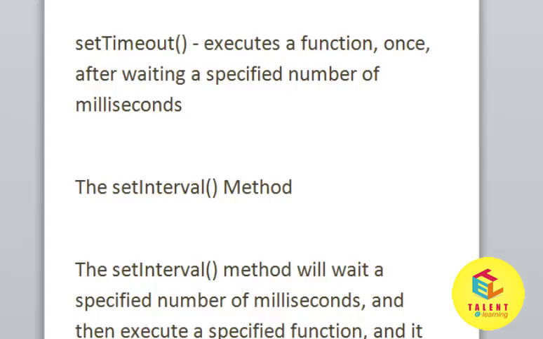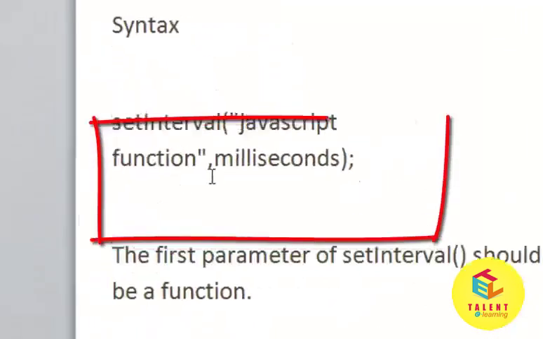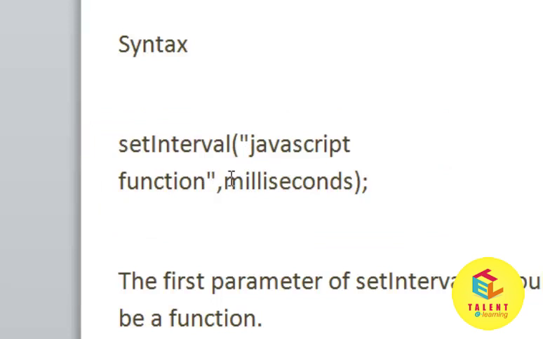Let's talk about the setInterval method. SetInterval method will wait a specified number of milliseconds and then executes a specified function, and it will continue to execute that function once at every given time interval. This is the syntax of setInterval method, which contains two parameter values. First one is JavaScript function and second one is time interval, which is in milliseconds unit. We know that 1000 milliseconds is 1 second.